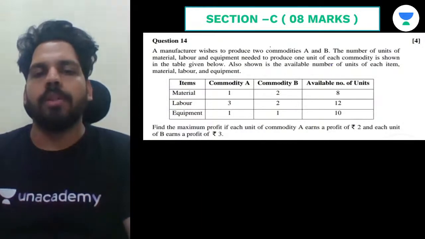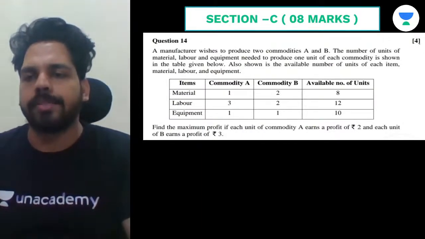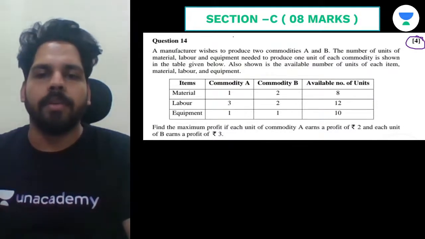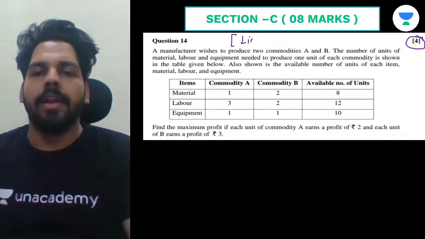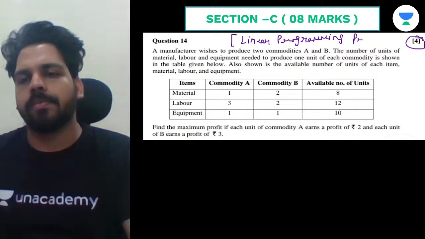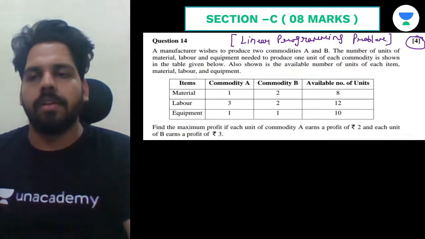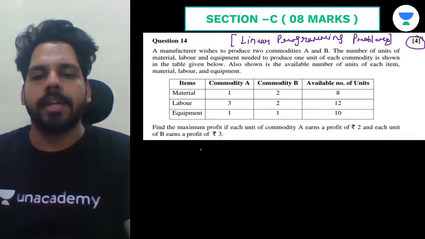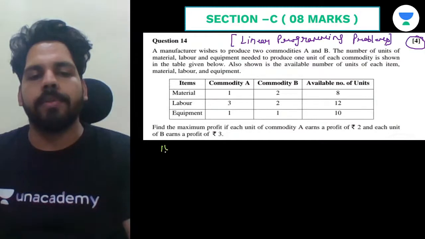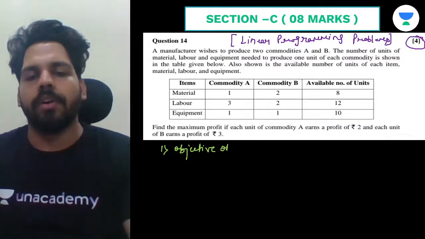And now we are just going to solve the last question, which was of 4 marks. This question is from LPP, which is linear programming problem. For this, you will have 5 steps to be done, which I'm going to let you know. The first step is your objective function. You need an objective function, right or not?